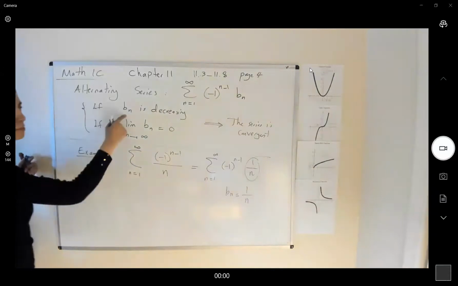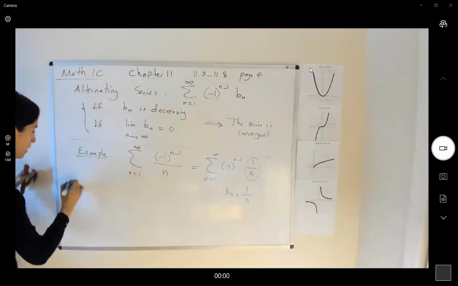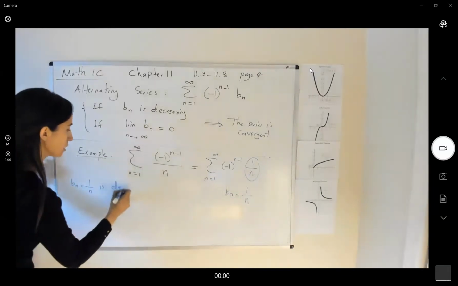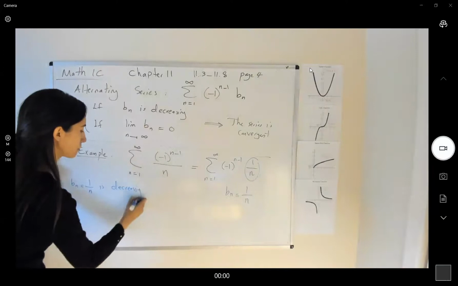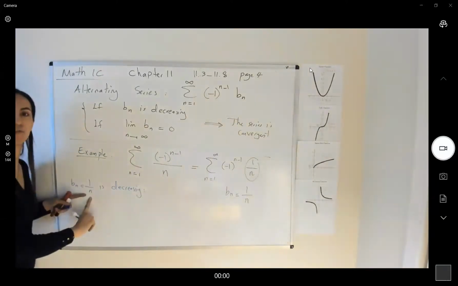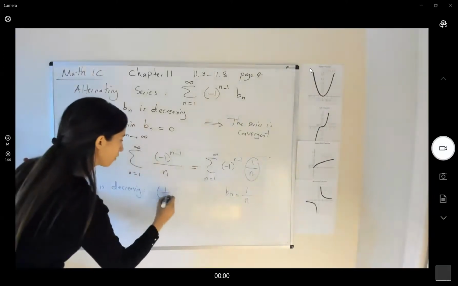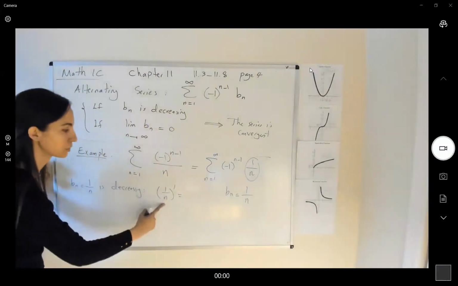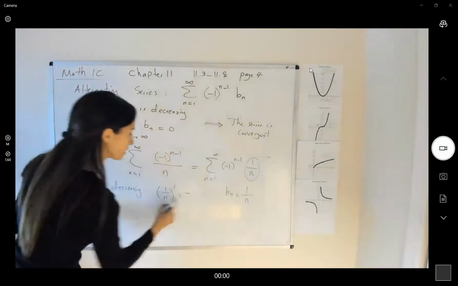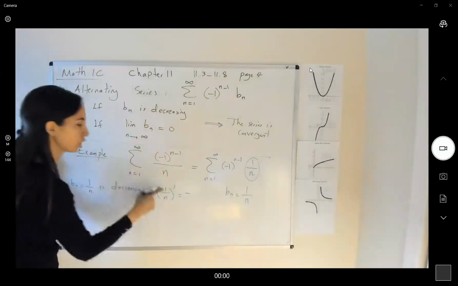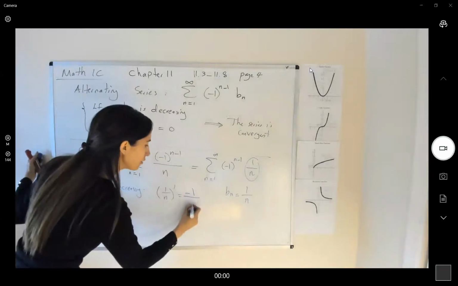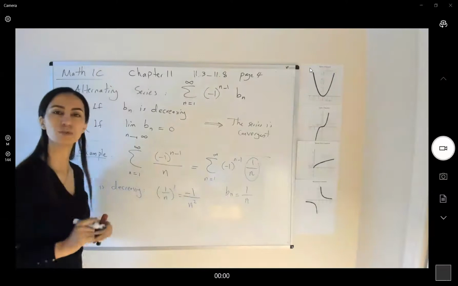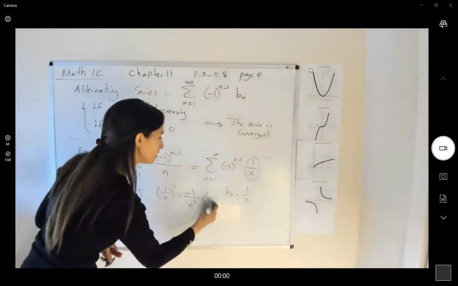The first condition: bn must be decreasing. Is bn = 1 over n decreasing? Why is that? If you take the derivative of 1 over n, it is the derivative of 1, which is 0, times n, minus the derivative of n, which is 1, times 1, so -1, divided by n squared. n squared is always positive, your numerator is negative, so the derivative is negative.